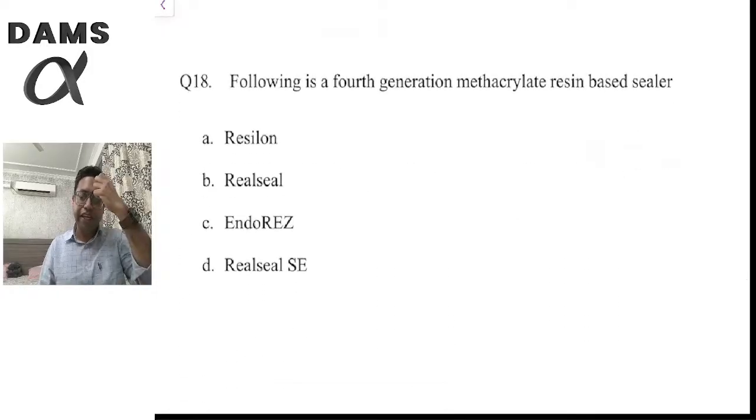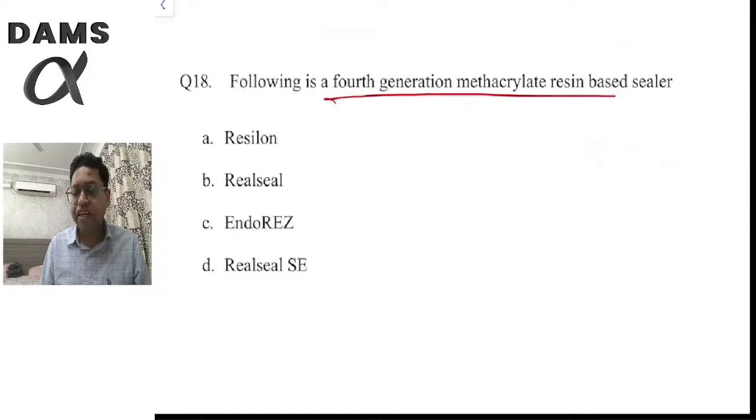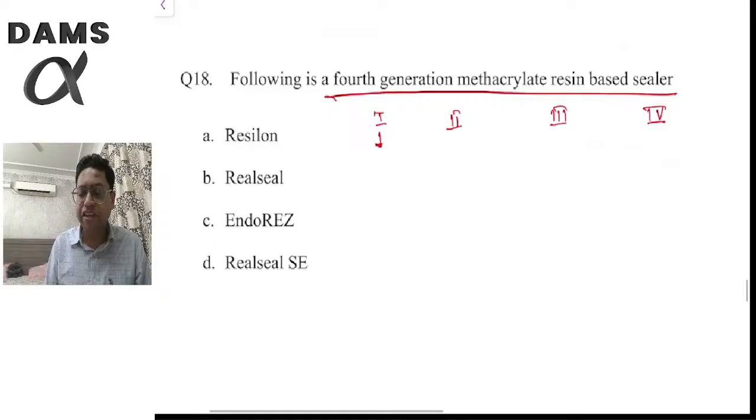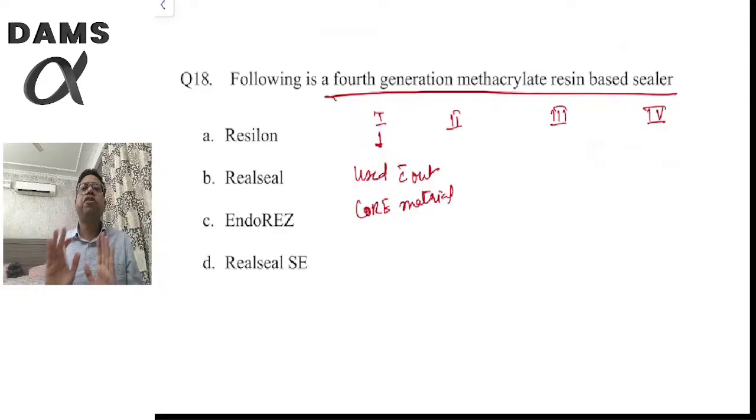Coming over to question number 18. Following is a fourth generation methacrylate resin based sealer. Fourth generation. Okay. Methacrylate resin based sealers are divided into first, second, third, and fourth generations. The first generation materials are used without core material, means we would simply obturate the root canal with the sealer only. An example of this first generation is Hydron.